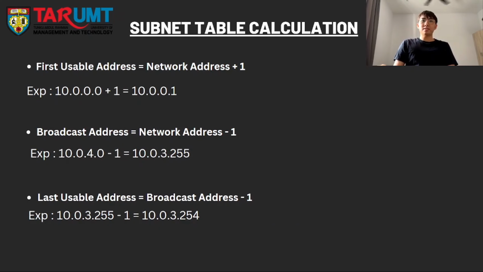For example, 10.0.0.0 plus 1 can be 10.0.0.1. For the broadcast address, we use the next network address minus 1 to get the answer. Example, 10.0.4.0 minus 1 gets 10.0.3.255. For the last usable address, we use the broadcast address minus 1 to get the answer. Example, 10.0.3.255 minus 1 gets 10.0.3.254.